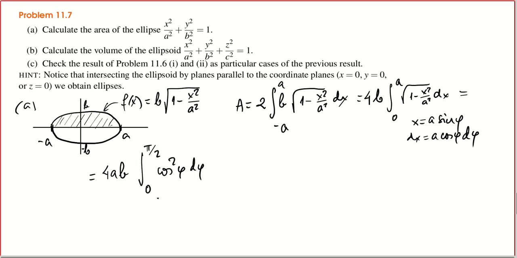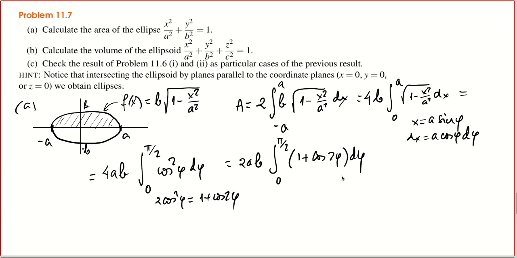2 times the cosine squared is equal to 1 plus cosine 2 phi. So this is 2ab times the integral from 0 to pi half of 1 plus cosine 2 phi d phi. Okay, the integral of the cosine 2 phi term is going to be 0, right? When we integrate it, as we have done in the exercise before, so you can check the details. So this one here is pi half, so what we have is pi a b.